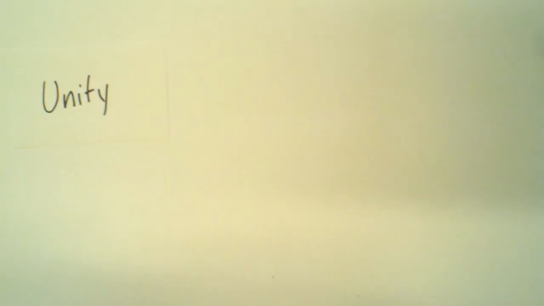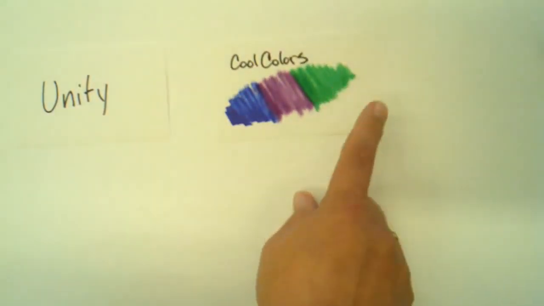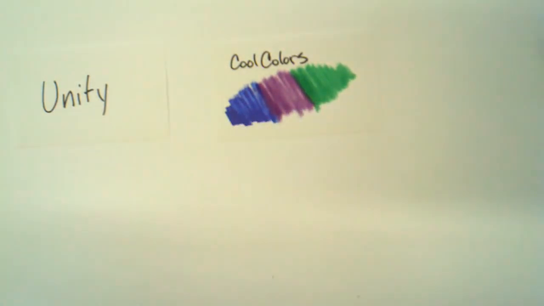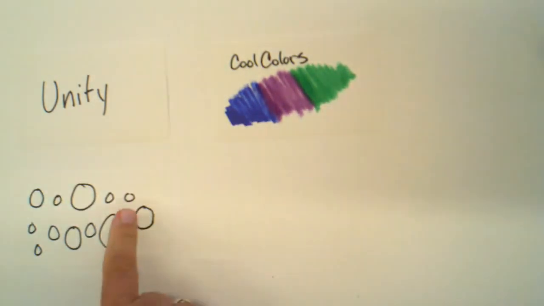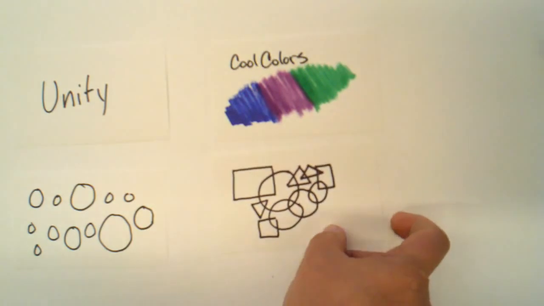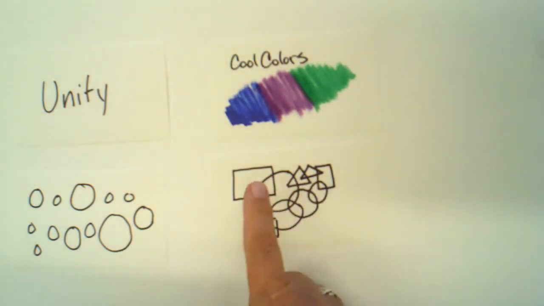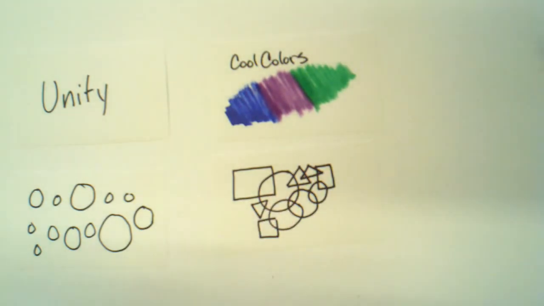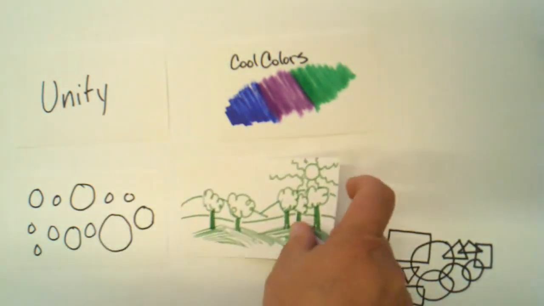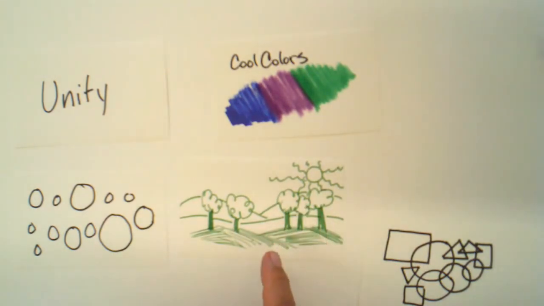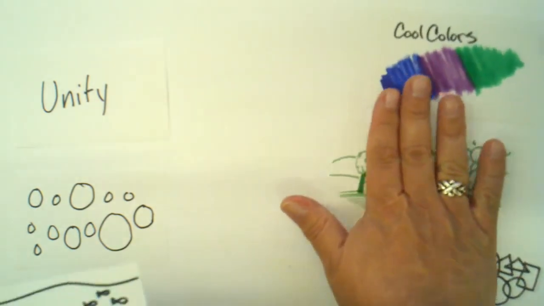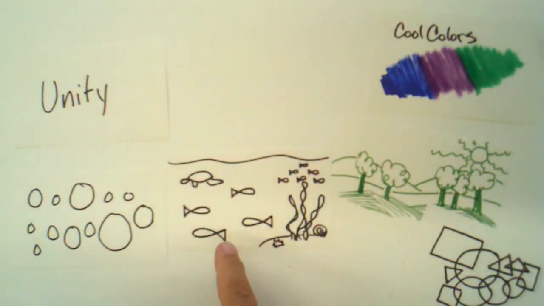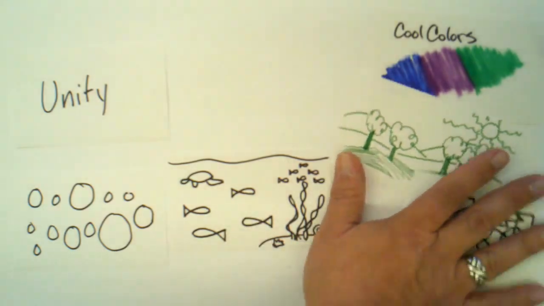Then we have unity. And unity can be through maybe the use of all cool colors. We could unify things by shape, having all sorts of different circles within an image. Or linking all of the different shapes together so that they all touch themselves, and that becomes unified. You can also use color to unify something by making it monochromatic, or all of one color. It could also be unified through having everything in one environment. This is an undersea scene, so all of the elements within this picture are underwater, making it unified.